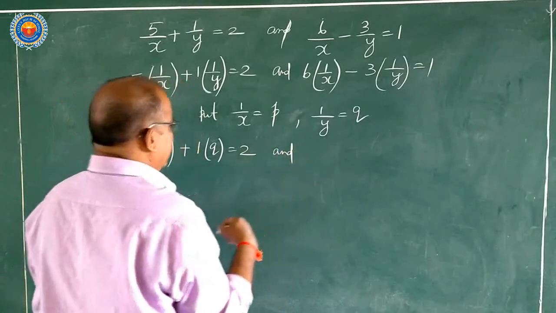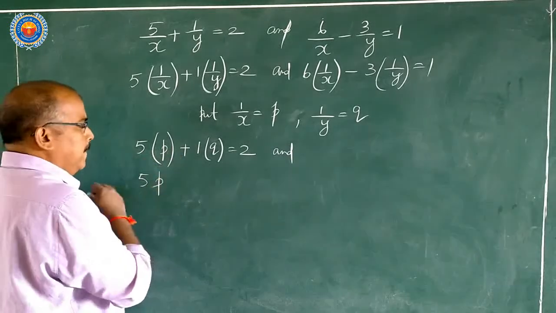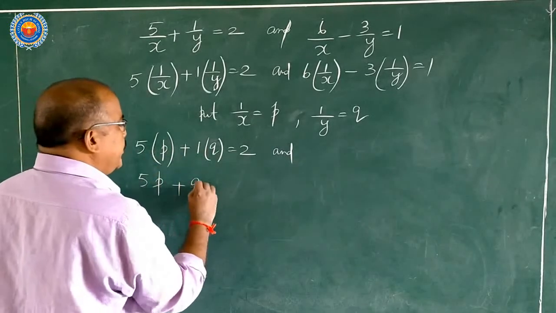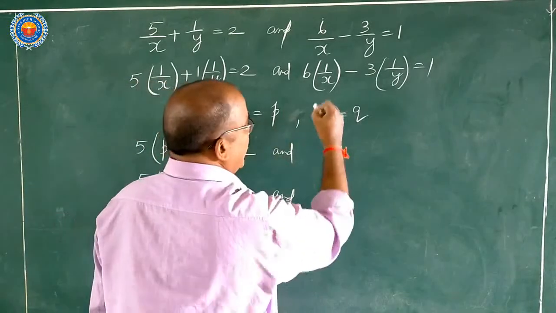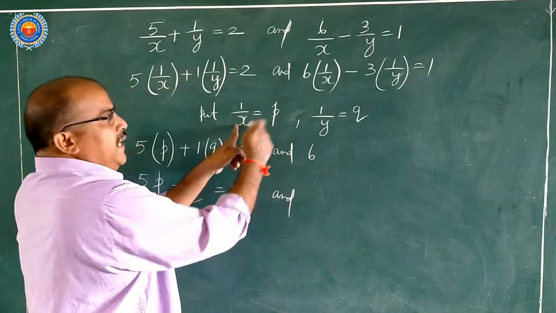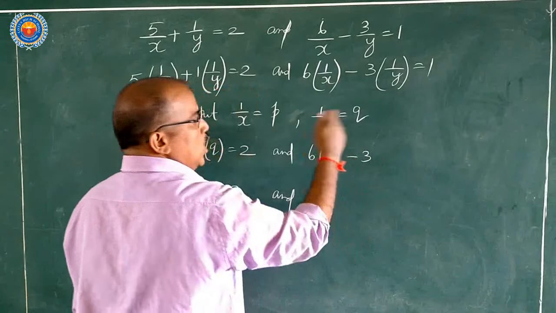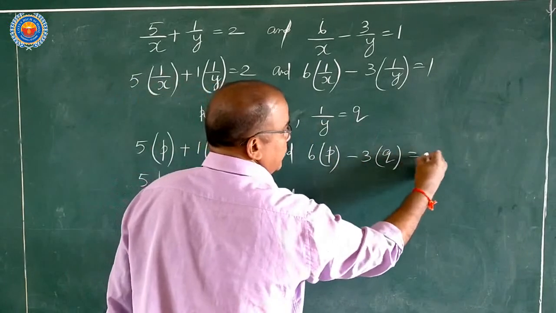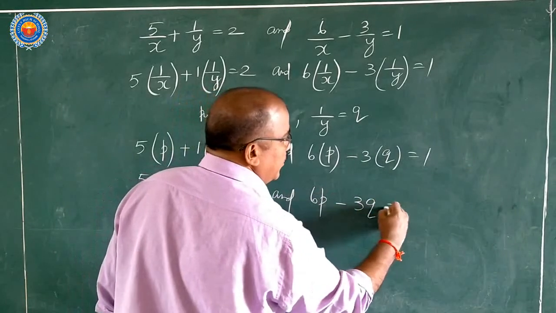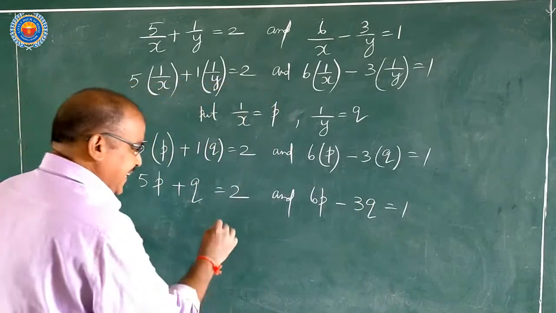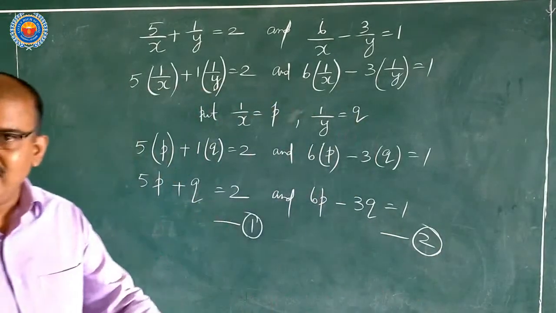First I will simplify this one. 5 into p, 5p plus 1 into q is equal to 2. And the same way I am doing here also. 6 into 1 by x is p, minus 3 into 1 by y is q, is equal to 1. 6 into p, 6p, minus 3 into q, 3q is equal to 1. This is equation 1 and this is equation 2.